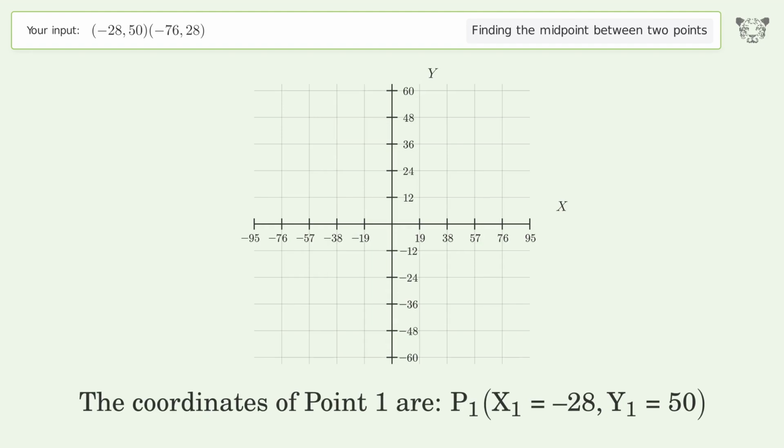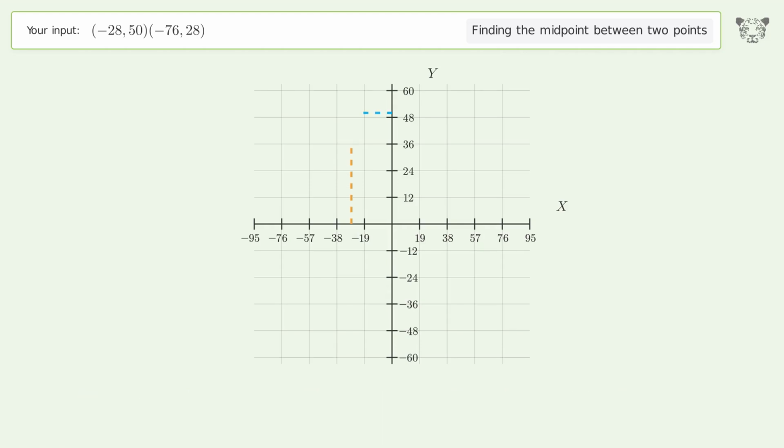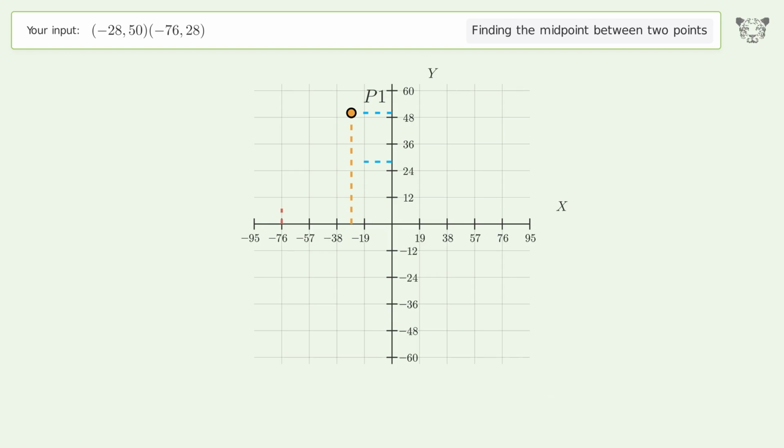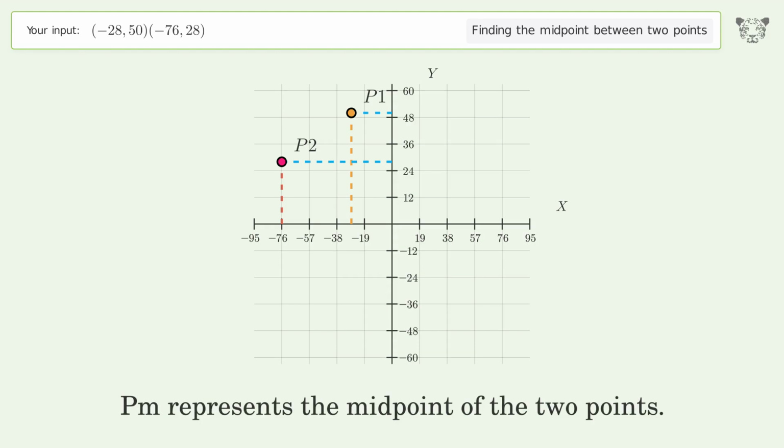The coordinates of point 1 are, x1 equals negative 28, y1 equals 50. The coordinates of point 2 are, x2 equals negative 76, y2 equals 28. PM represents the midpoint of the 2 points.